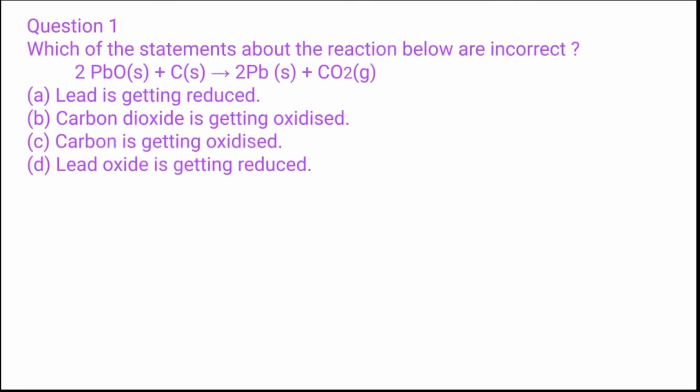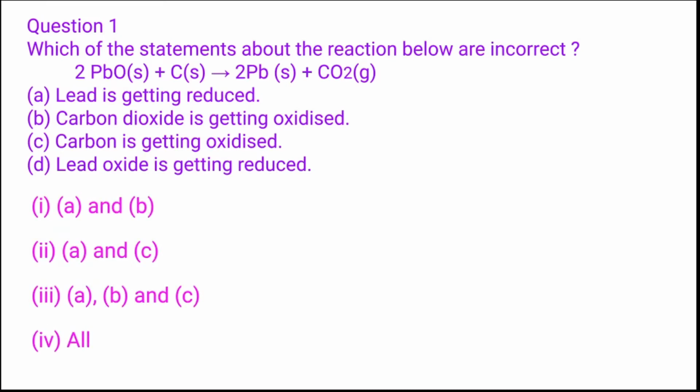Question number 1. Which of the statements about the reaction below are incorrect? 2PbO plus C, that is carbon, gives 2Pb plus CO2. Lead is getting reduced, carbon dioxide is getting oxidized, carbon is getting oxidized, lead oxide is getting reduced. Which of the statements is incorrect? So there can be A and B, or A and C, or A, B and C, or all. The answer is A and B.